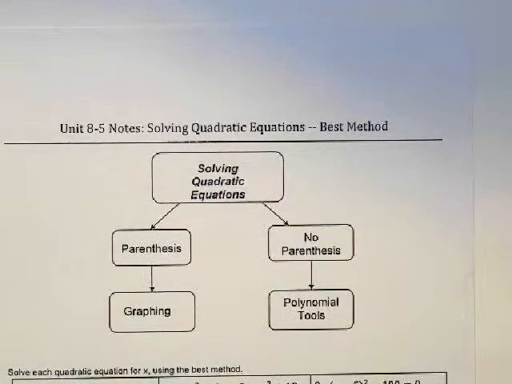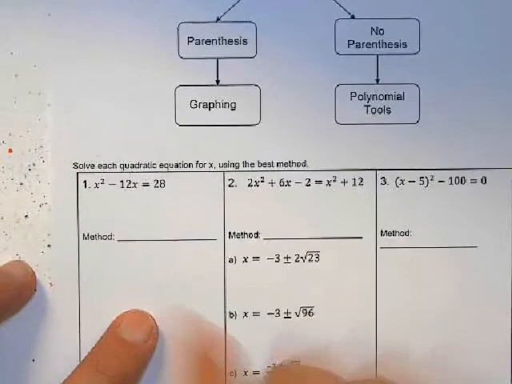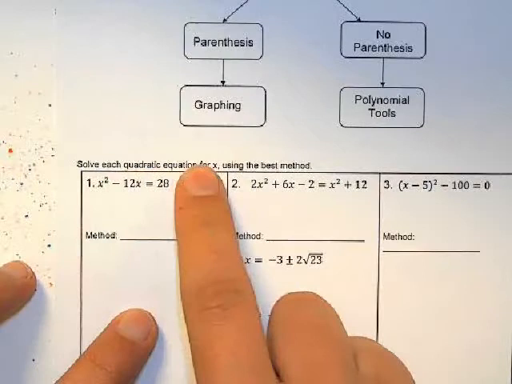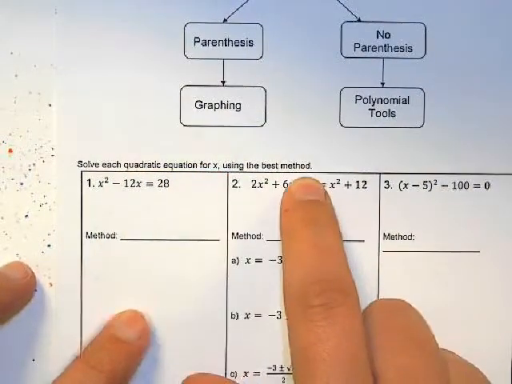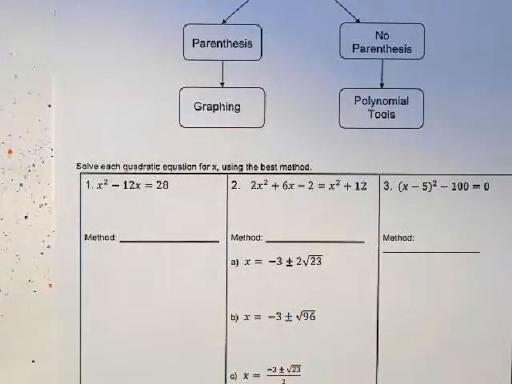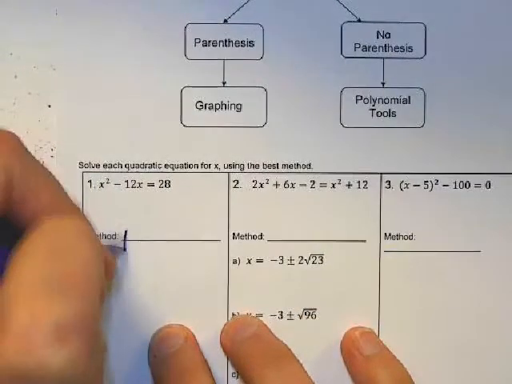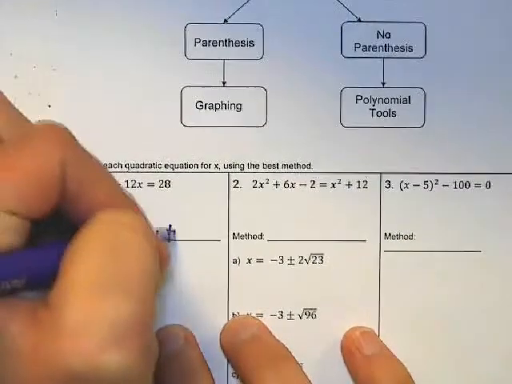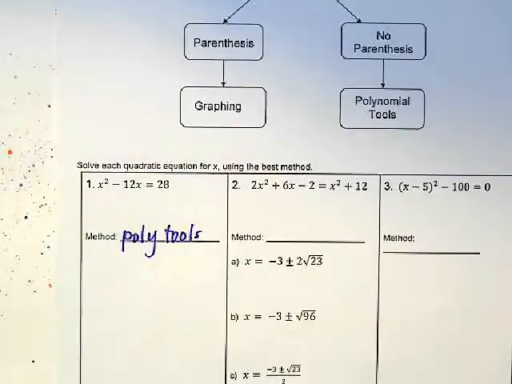All right, so look at example 1. It says solve each quadratic equation for x using the best method. So looking at this problem, which method am I going to use? Polynomial tools. How do you know that? Because it has no parentheses. So this is going to be polytools. Is it ready to be put in polytools yet? No. Why?